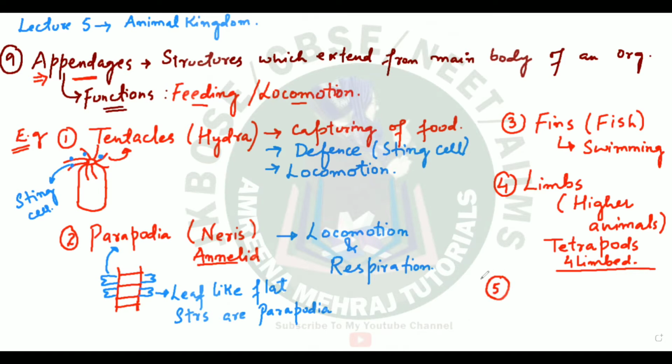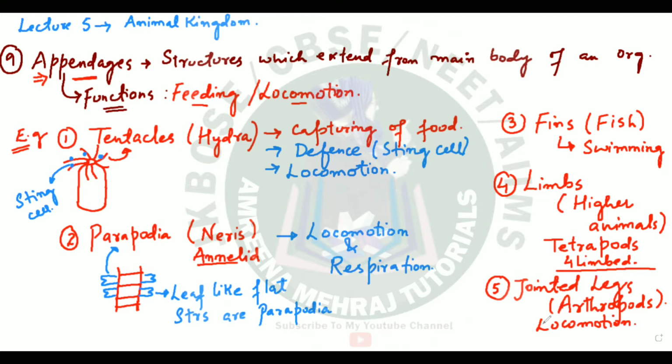The fifth example is that of the jointed legs. If you look at insects, they have jointed legs. Jointed legs you will find in arthropods. So they have jointed legs as appendages for locomotion. So these are some of the examples of appendages. Appendages are the structures which extend from the main body of an organism, which help the organism mainly in feeding, getting the food, and in locomotion.